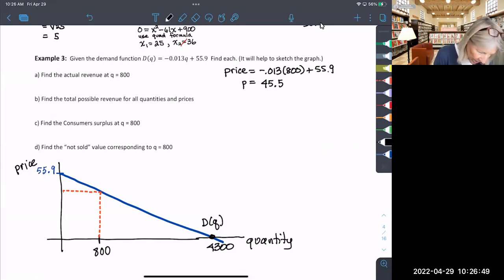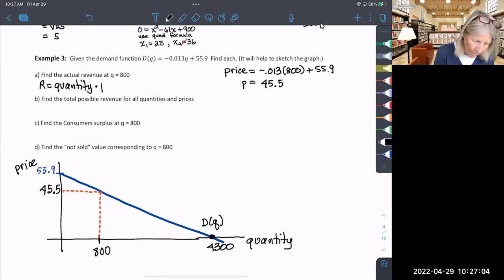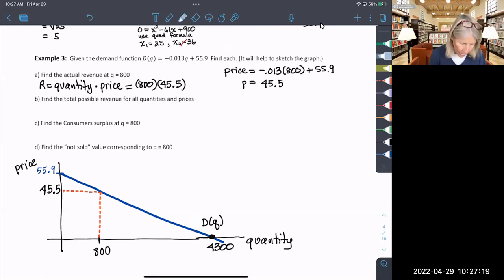So let me label that on here. Over here on the picture, we've got 45.5. Now it says find the revenue. Well, how do you get revenue? Remember, revenue is quantity multiplied by price. So if I want the revenue, I'm just going to take my quantity, 800, and multiply it by my price, which is 45.5. What I'm getting as far as the picture goes is this area right here. So this little blue area, that is my revenue.